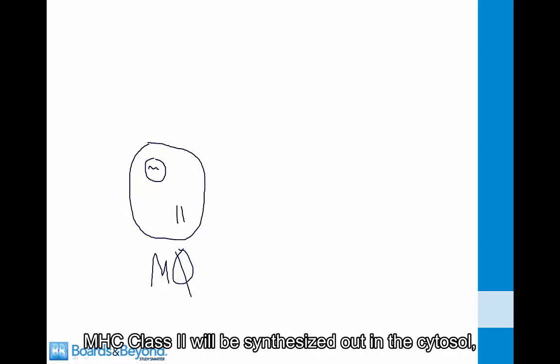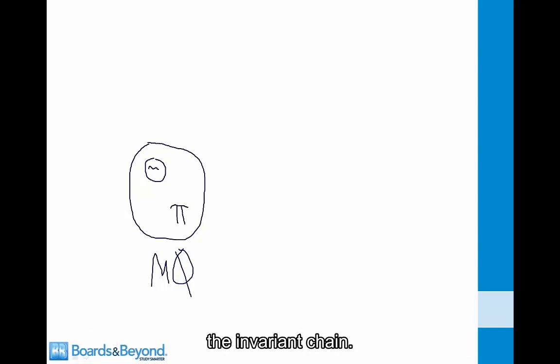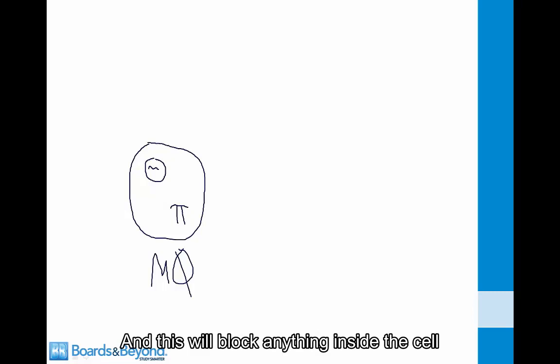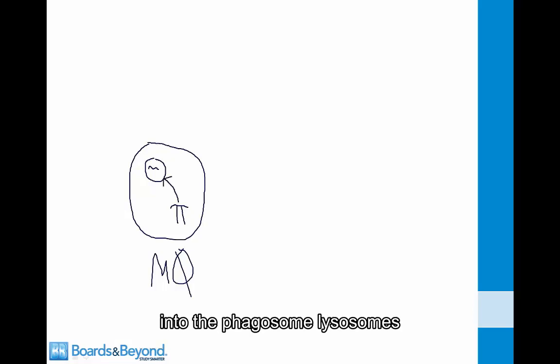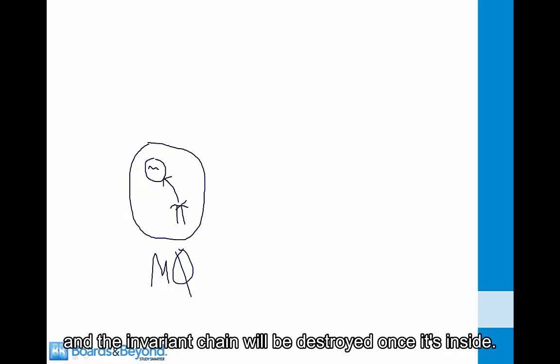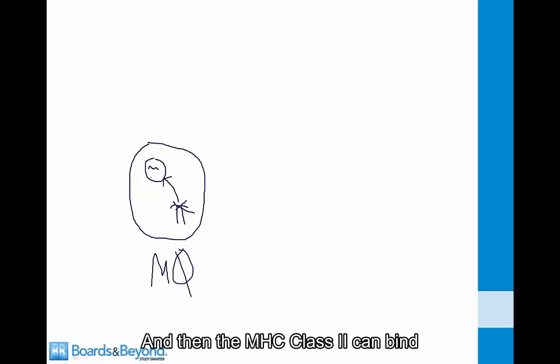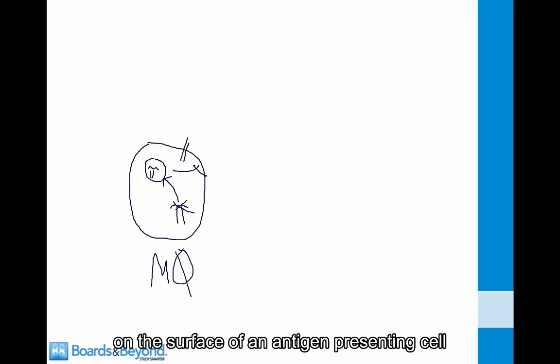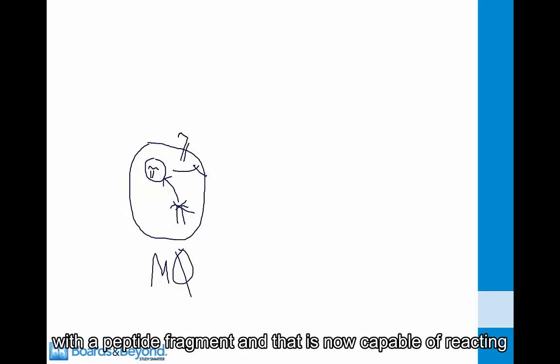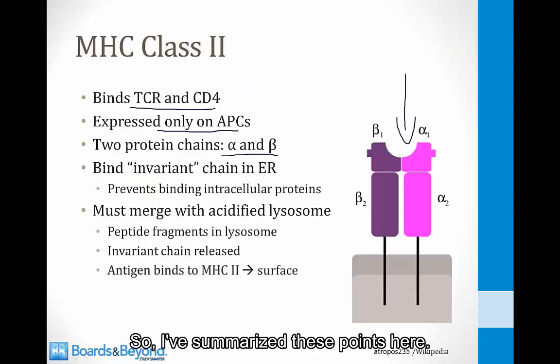MHC class II will be synthesized out in the cytosol, but a molecule will be placed on its surface called the invariant chain, and this will block anything inside the cell from getting into the binding groove of MHC class II. The class II molecule will then merge into the phagosome lysosome, and the invariant chain will be destroyed once it's inside, and then the MHC class II can bind to some of these protein antigens. It can then go to the surface, and you will get MHC class II on the surface of an antigen-presenting cell with a peptide fragment, and that is now capable of reacting with a T cell. So I've summarized these points here.